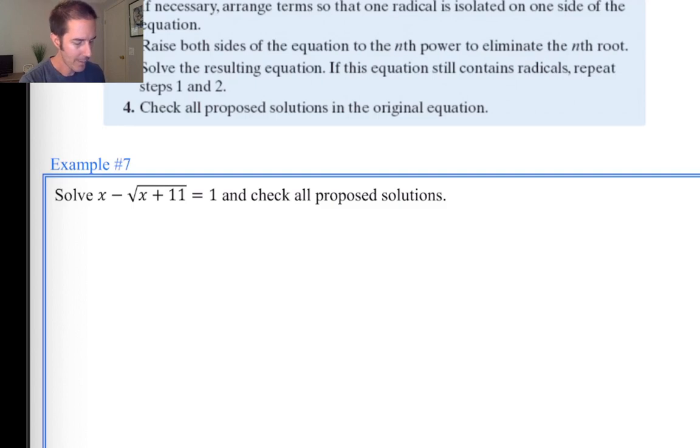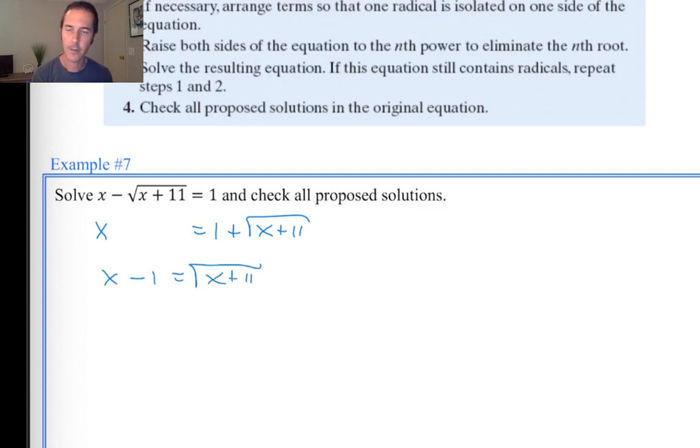There are a couple of different ways you could do this to get organized, but what I'm going to do is leave the x over here, and I'm going to keep the 1 here, and I'm going to add the square root of x plus 11 to both sides so that it disappears from the left-hand side and appears on the right-hand side. Then I'm going to subtract positive 1 from both sides. And now I have isolated my radical, the square root symbol.